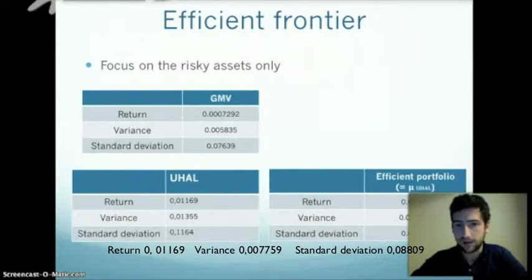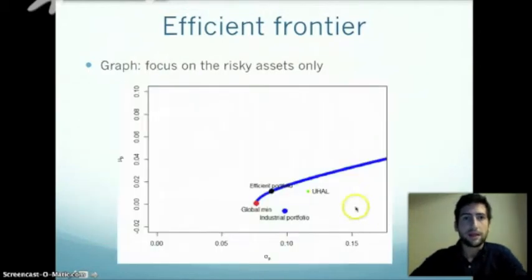In this case, it's the UL stock. Then we look for the efficient portfolio which has the same return. Here we can see that the portfolio has, for the same return, a lower risk. This graph can illustrate what I said. On the y-axis, the efficient portfolio and the UL stock are on the same level and have thus the same return. But on the x-axis, the efficient portfolio has a lower standard deviation, or in other words, a lower risk.